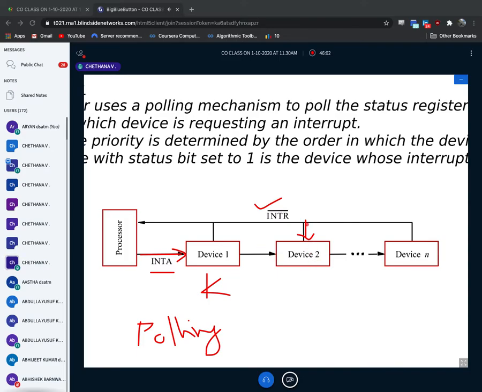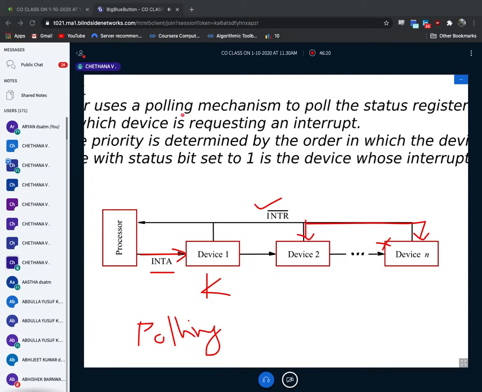After some time it will go to device N. Is it requesting your service? No, it is not requesting your service. Okay, fine, you don't want my service, I'll leave it. So like that, it will go to each and every device and check the status, whether it requires service or not. That is known as the polling process.